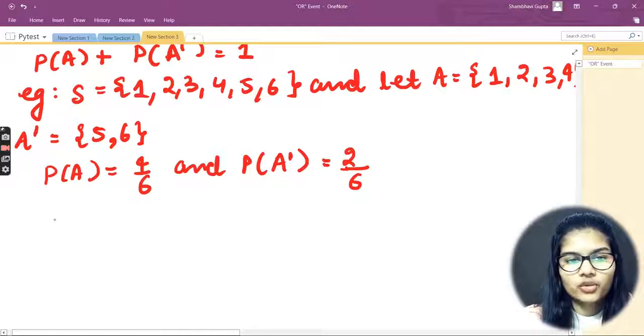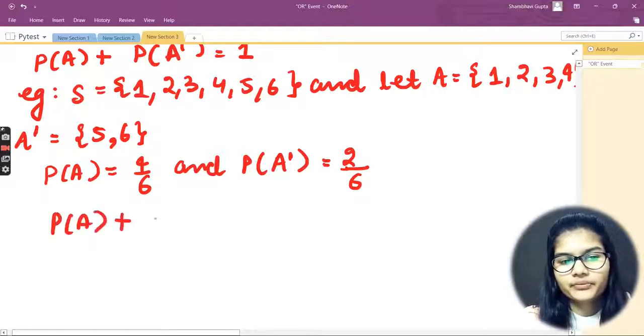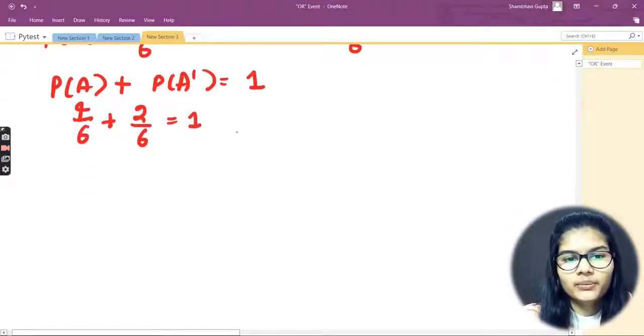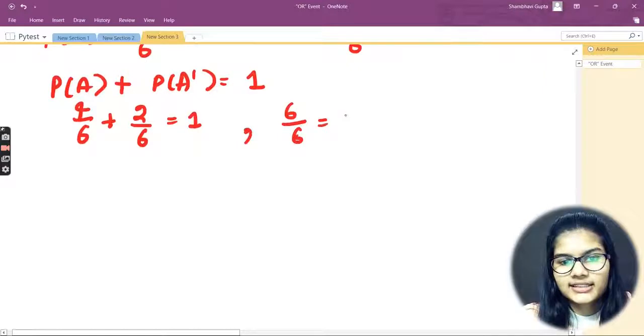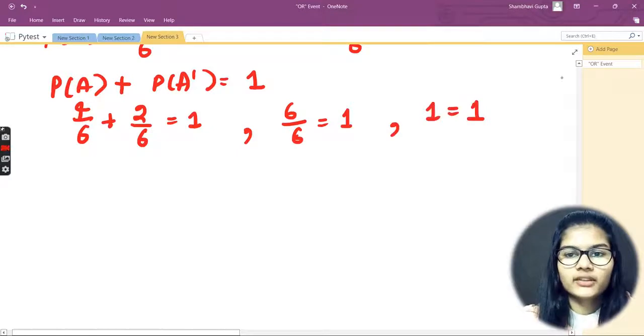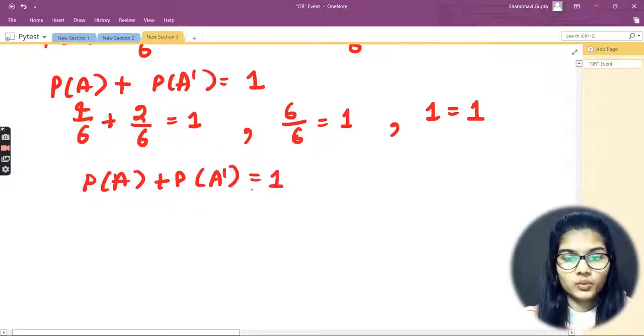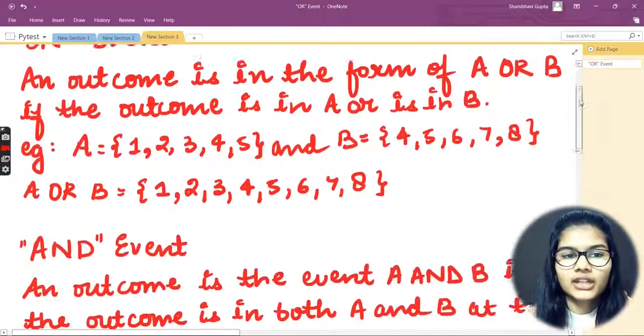Now if I add both of those, probability of A plus probability of A prime is equal to 1, and if I apply 4 by 6 plus 2 by 6 to verify this, here you will have 6 by 6 is equal to 1. So in that case, 1 is equal to 1. We verified that the probability of A plus the probability of A prime is equal to 1.